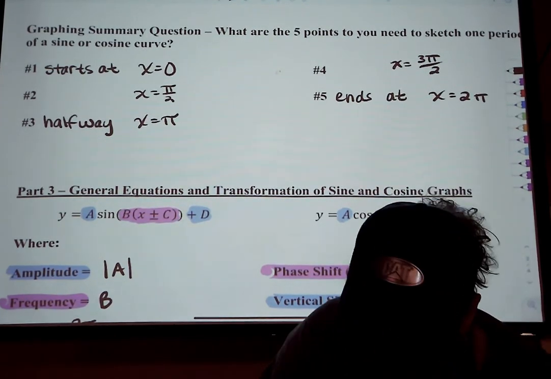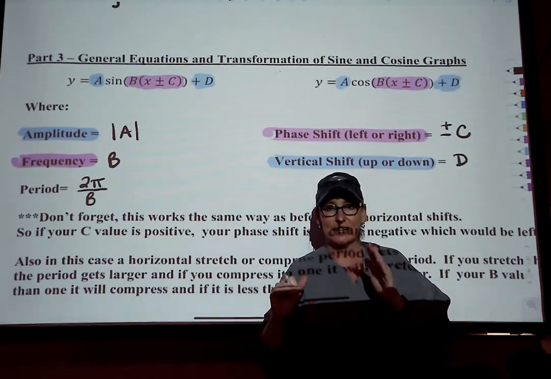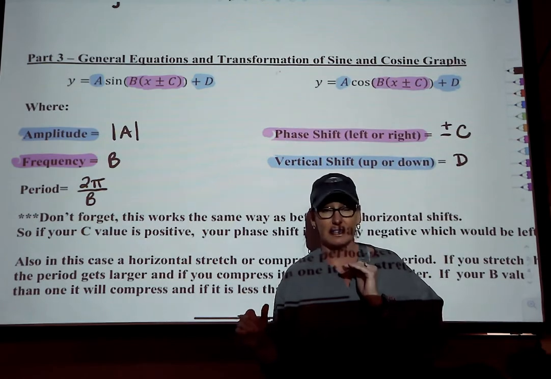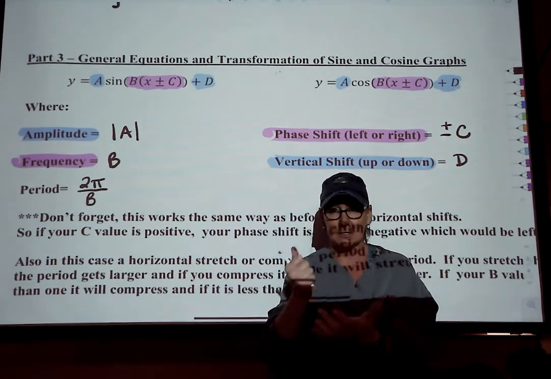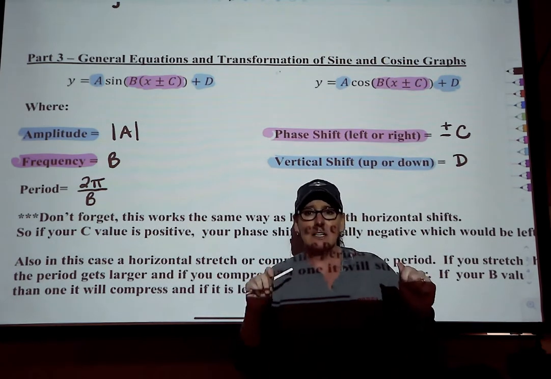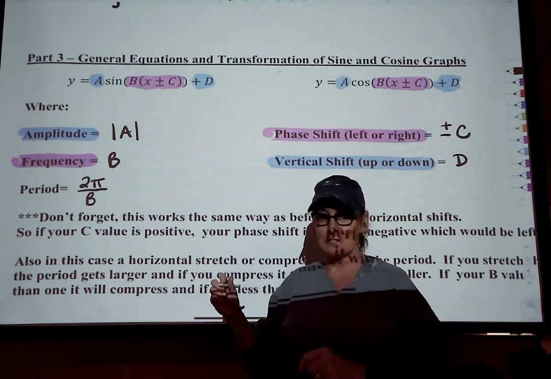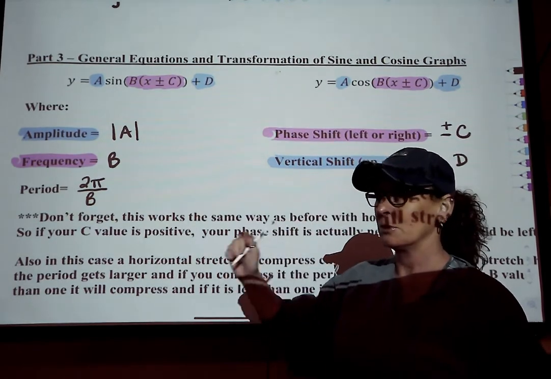Alrighty. Now, what we're going to do is we're going to take what a normal sine curve or a normal cosine curve is, and we're going to do some transformations. But I tell you, yes, it's going to get weird. It's going to get kind of hard. But for sine, I'm still going to have you go boom, boom, boom, boom, boom.